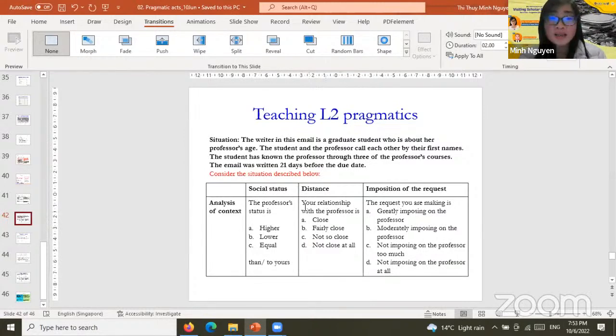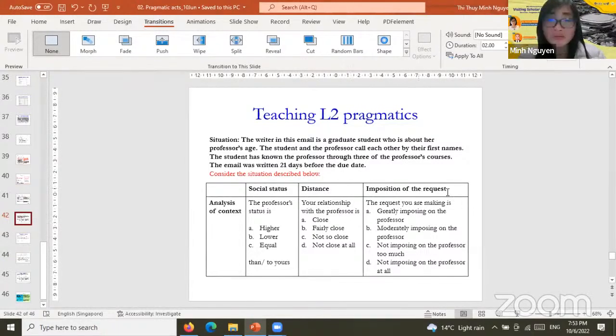In terms of distance, your relationship with the professor is close, fairly close, not so close, not close at all. Now, there's individual variation, okay, in the response. But I would say C and D would not be the options here, right? Because the student has taken 3 of the professor's courses, so they've known each other for quite a long time. So I would say fairly close could be the option here.